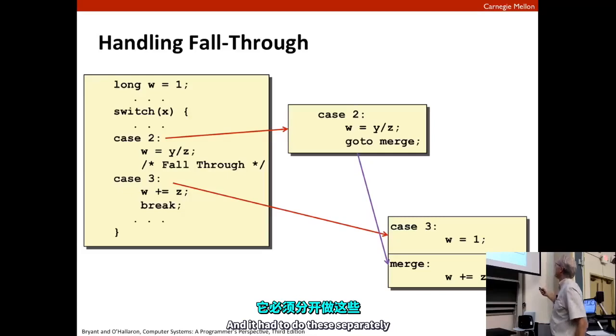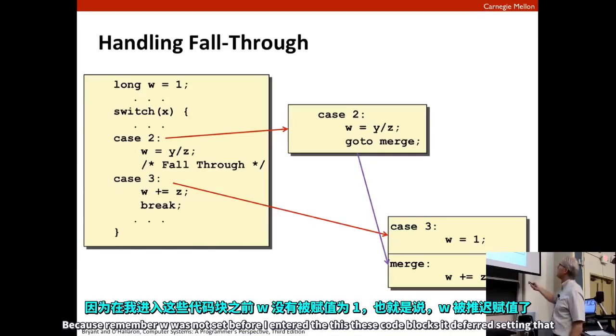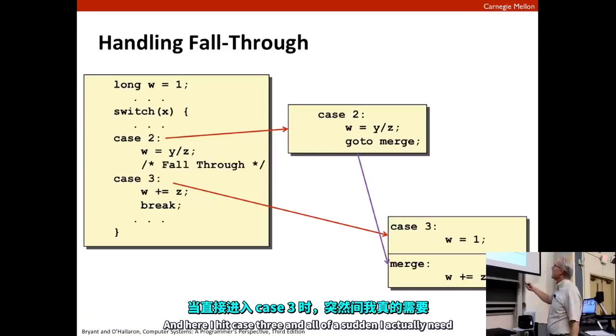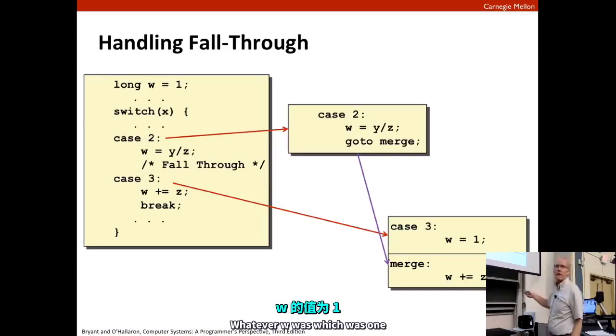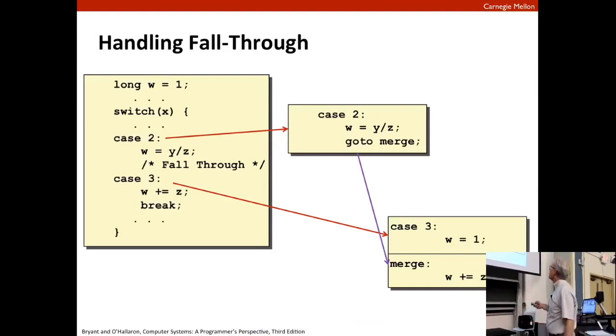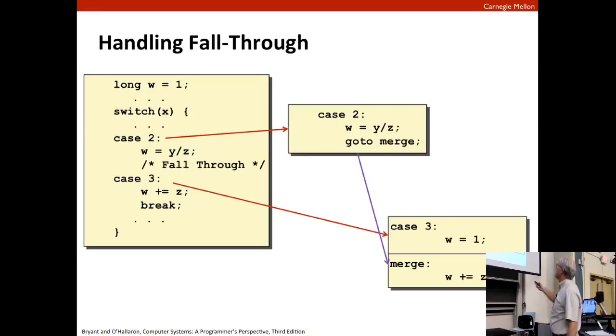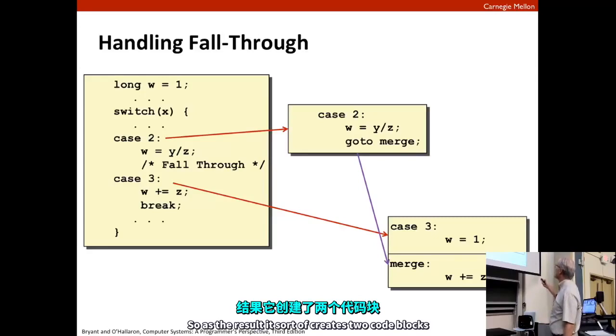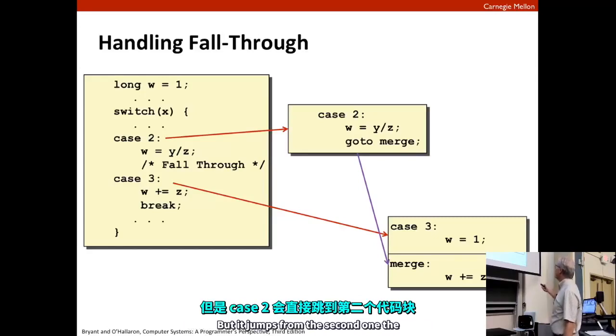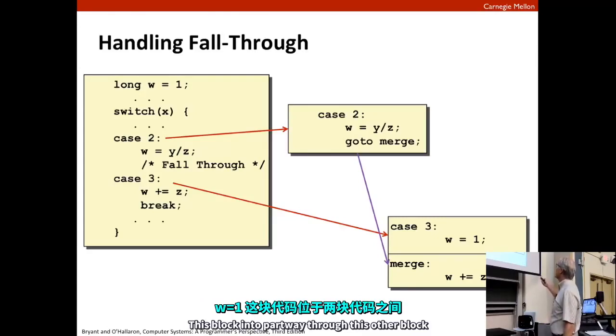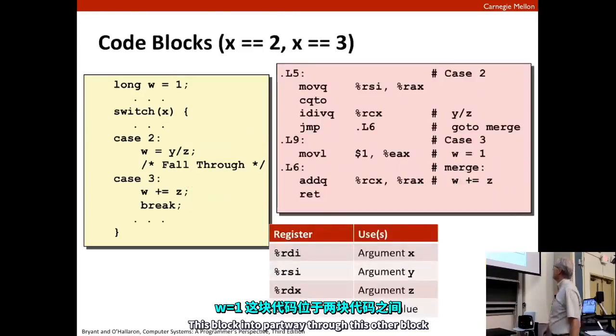And it had to do these separately because remember, W was not set before I entered these code blocks. It deferred setting that. And here I hit case 3, and all of a sudden I actually need whatever W was, which was 1. So I guess the compiler said, well, gosh, I better set W to 1 here before we continue. So as a result, it creates 2 code blocks, but it jumps from the second one, this block, into partway through this other block.